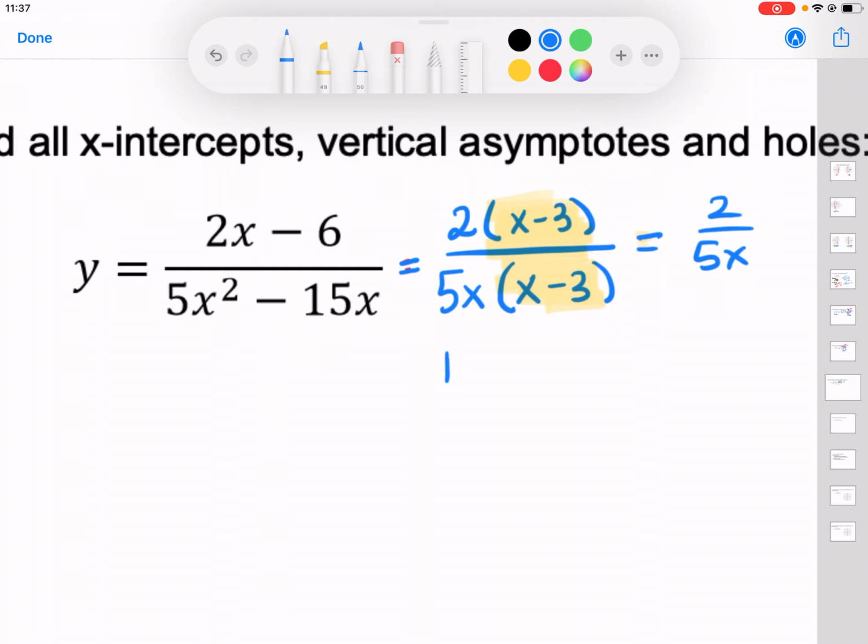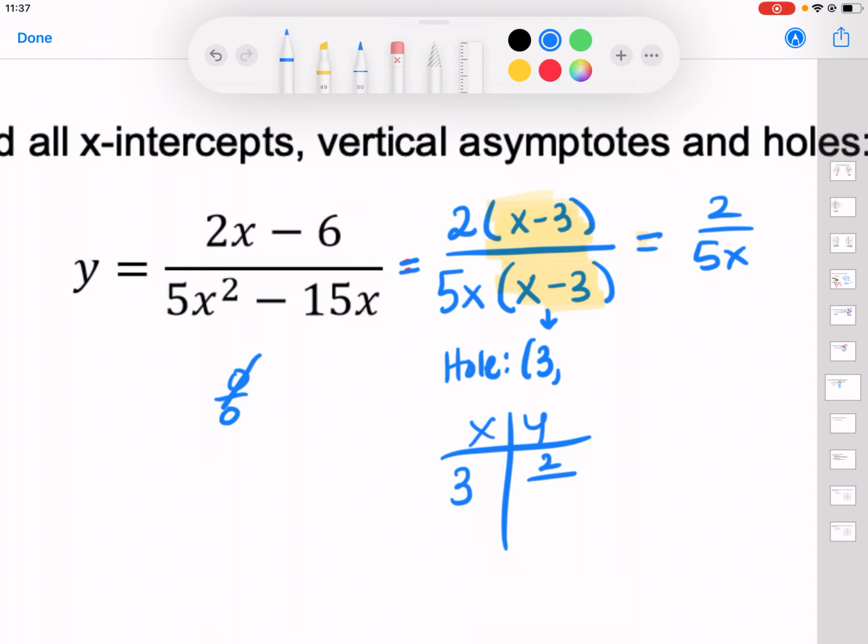So our hole is at positive 3. We've got to find our y value. So we plug 3 in, and you do it into the simplified, remember, because if we go back to the original, you're going to get 0 over 0, and we don't want that. So 2 over 5 times 3 is 2 over 15, which does not simplify, so that's our answer, 2/15 for our y value.